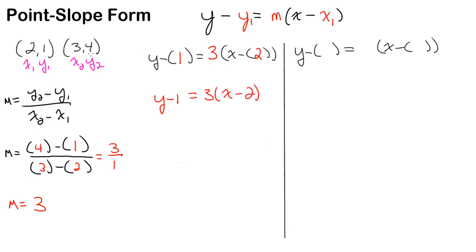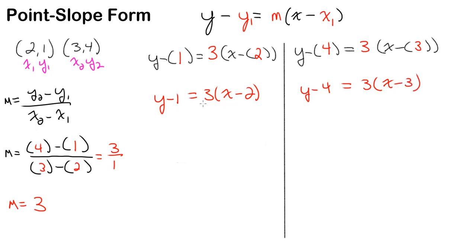And we could also do the same thing with this second point. Don't let this x2, y2 confuse you. Remember that that's just because we had to find the slope using slope formula. So the y value from this point is 4, the x value is 3, and our slope is 3. And we simplify and we get y minus 4 equals 3 times x minus 3.